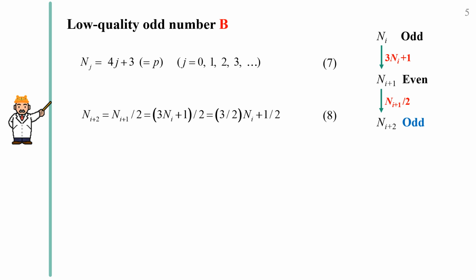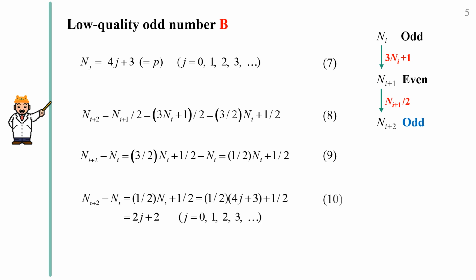The difference between the final value and the initial value is given by the next expression. Here, when we substitute equation 1 into equation 9 and replace n_i with n_j, we obtain the following result. Since j is a positive integer, n_(i+2) is always larger than n_i.